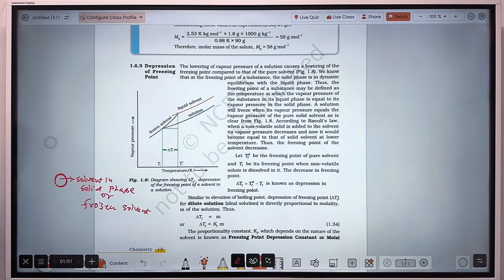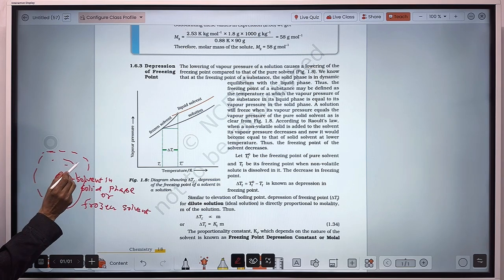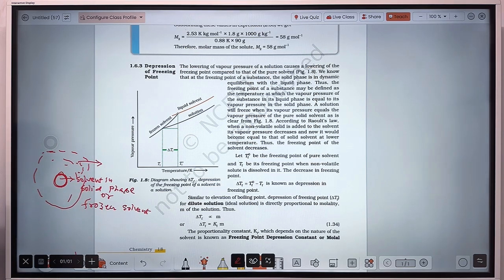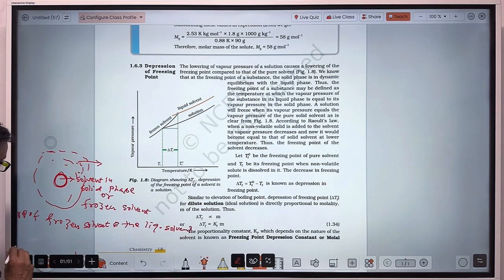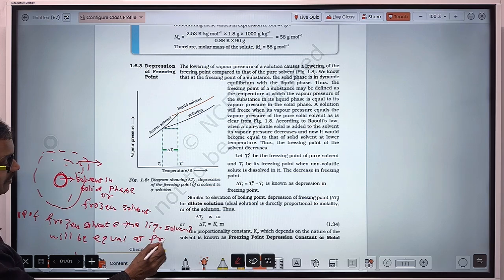So what happens at the freezing point? The vapor pressure of this frozen solvent and the vapor pressure of this liquid solvent will be equal at the freezing point.